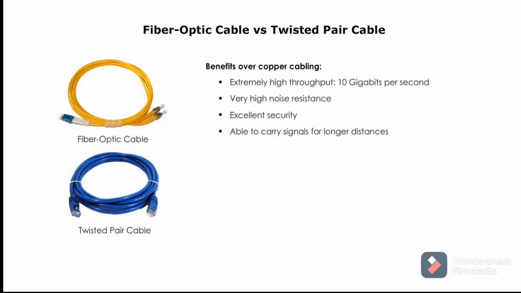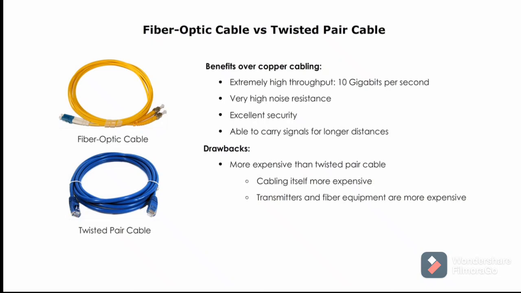Of course, there are drawbacks. Fiber is more expensive than twisted pair cable. Cabling itself is more expensive. Transmitters and fiber equipment are more expensive, and fiber cable installers are more expensive. So fiber cable also requires special equipment and skills.